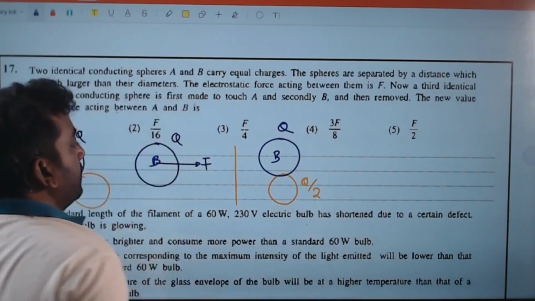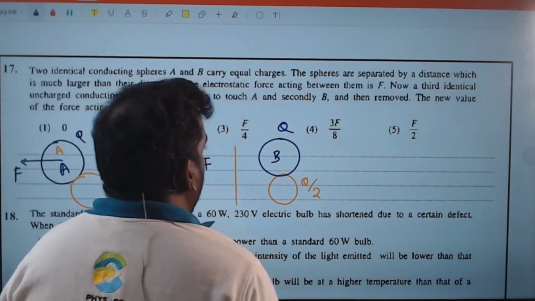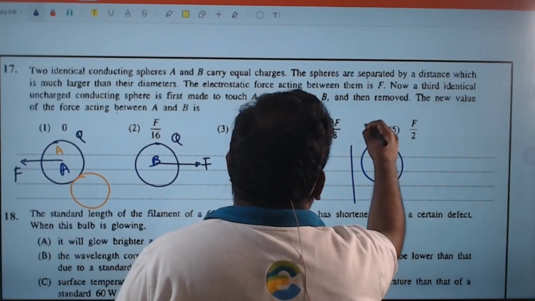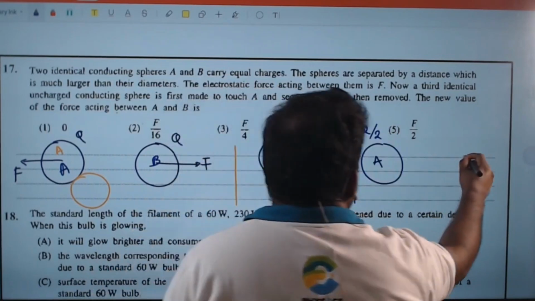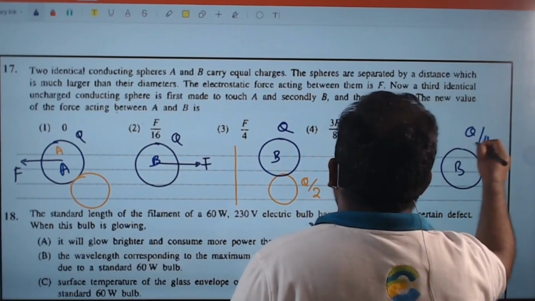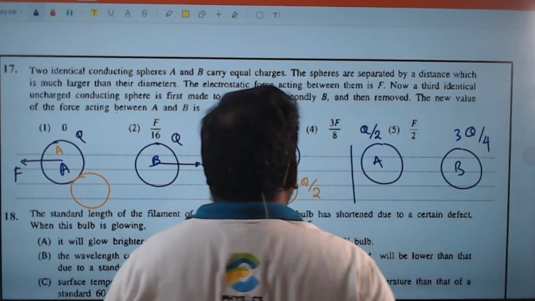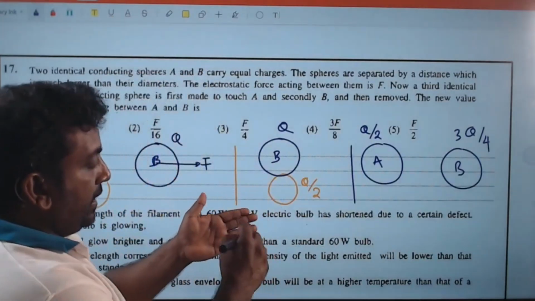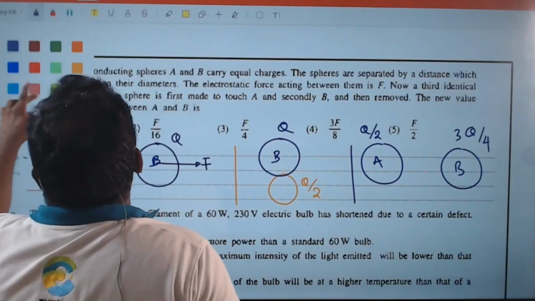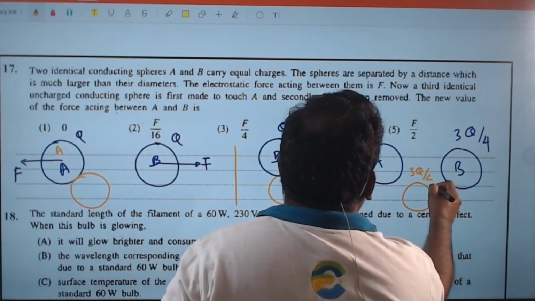Total charge is 3Q over 2, that is 1.5Q, divided equally gives 3Q over 4. Now what is left? A will have Q over 2, and B will have 3Q over 4. Total is 3Q over 2, equally divided by 2, and this will have 3Q over 4, right?